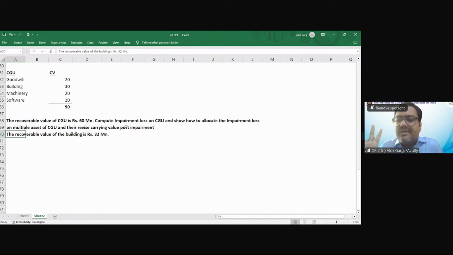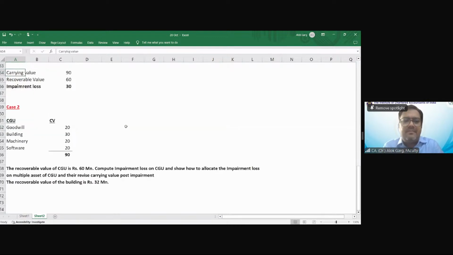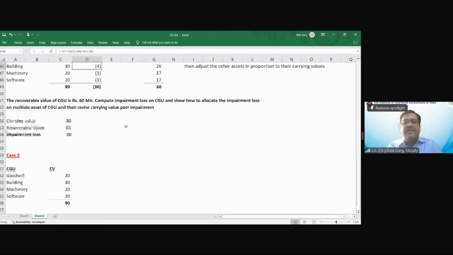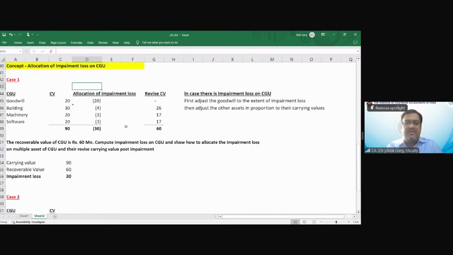So an asset in a CGU may individually have a recoverable value, while the other assets which do not have a recoverable value individually may need to be clubbed with the other group of assets to make it a cash generating unit, right? So friends, in this example, how to allocate the impairment loss? Tell me.